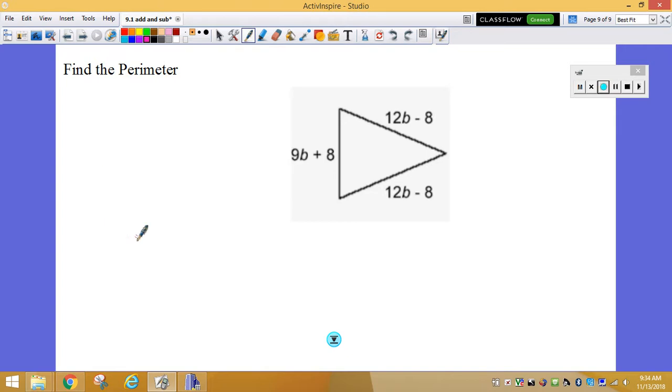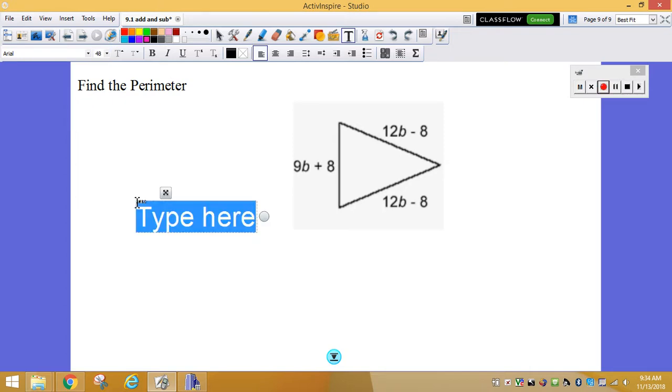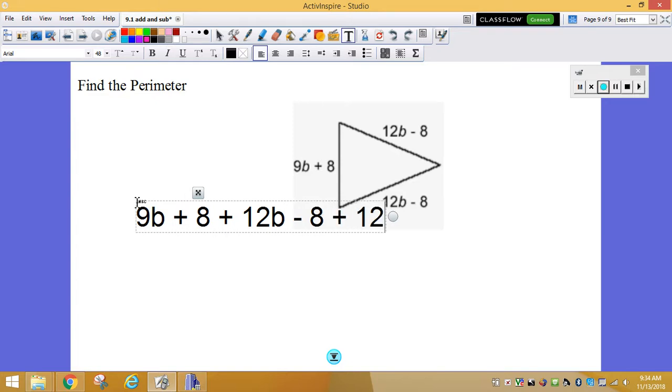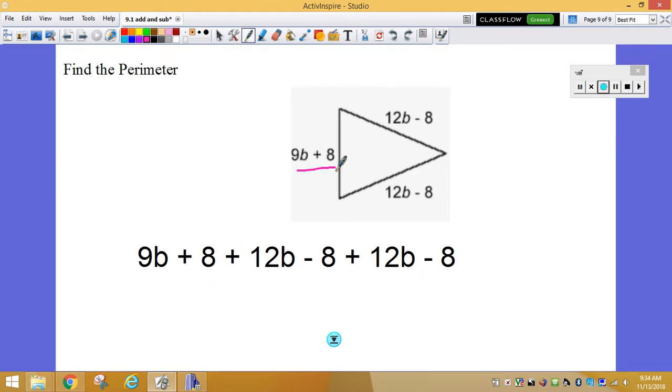Again, perimeter means add them all up. So we would do 9B plus 8 plus 12B minus 8 plus 12B minus 8. So again, where did those come from? From right here. 9B plus 8 is this side, plus 12B minus 8 is this side, plus 12B minus 8 is this side.